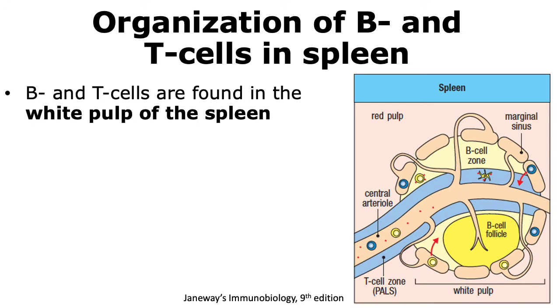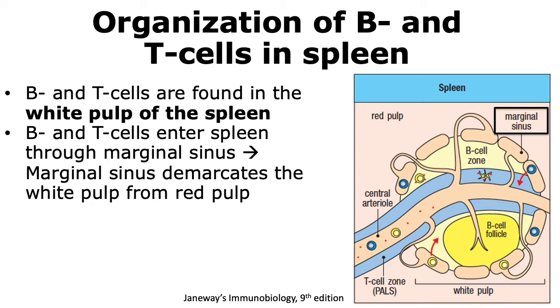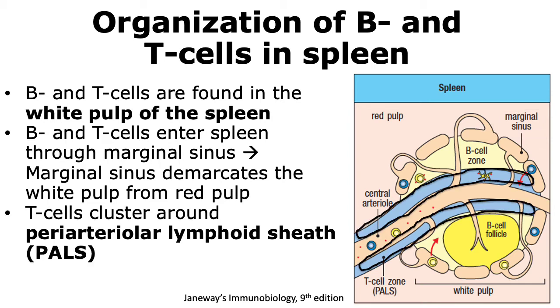So let us first look at the organization of the lymphocytes in the spleen. Now, B and T cells are found in the white pulp of the spleen. The B and T cells are able to enter the spleen through these blood vessels that form the marginal sinus, which is what is shown in that black box. The marginal sinus demarcates the white pulp from the red pulp in the spleen.